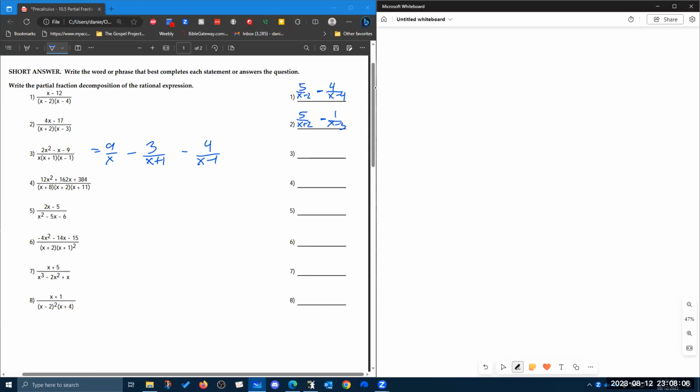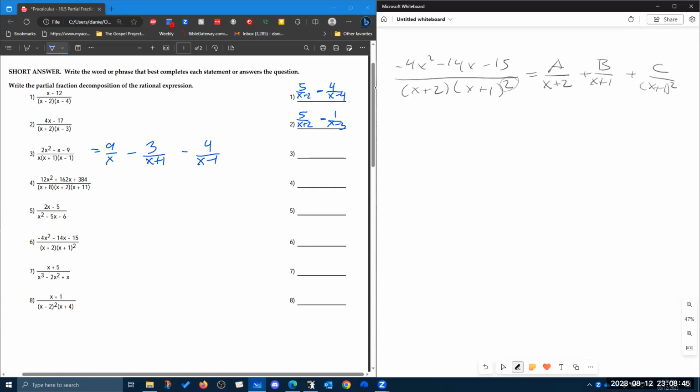So negative 4x squared minus 14x minus 15 over x plus 2 times x plus 1 quantity squared. So see how this has a perfect square down here? That's going to make things different for me. I'm going to have an A over x plus 2 and a B over x plus 1. And then I'm going to have a C over x plus 1 squared.